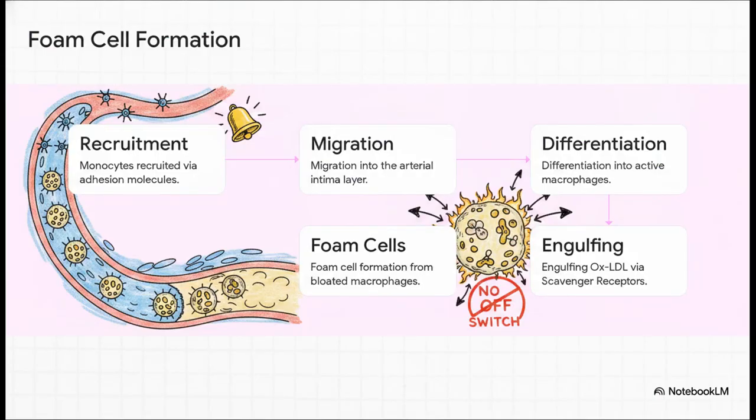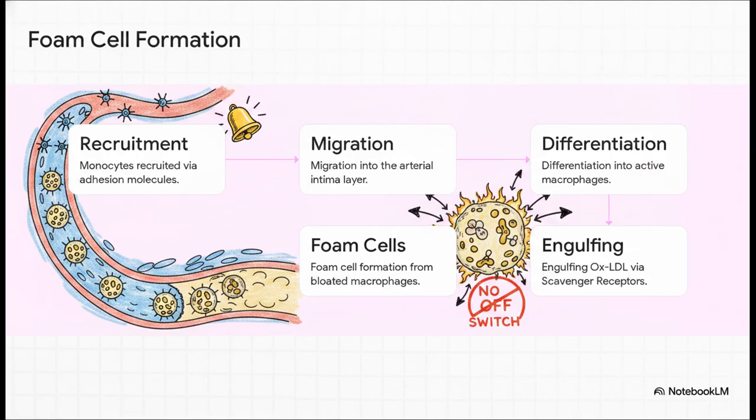That alarm bell triggers a cascade. First, monocyte recruitment kicks off via adhesion molecules. These white blood cells literally squeeze their way through the compromised barrier, migrating directly into the intimal layer where they differentiate into active macrophages, basically gearing up to clean up the mess.